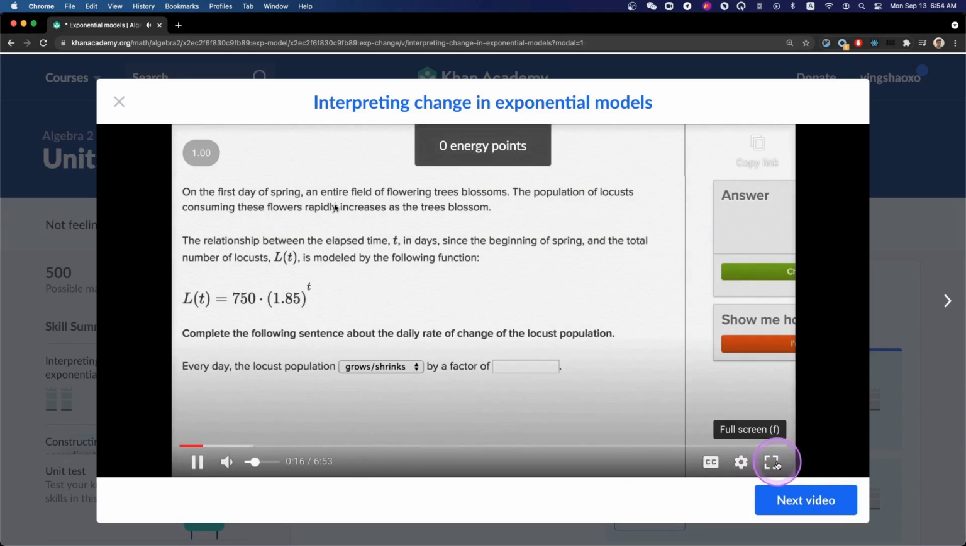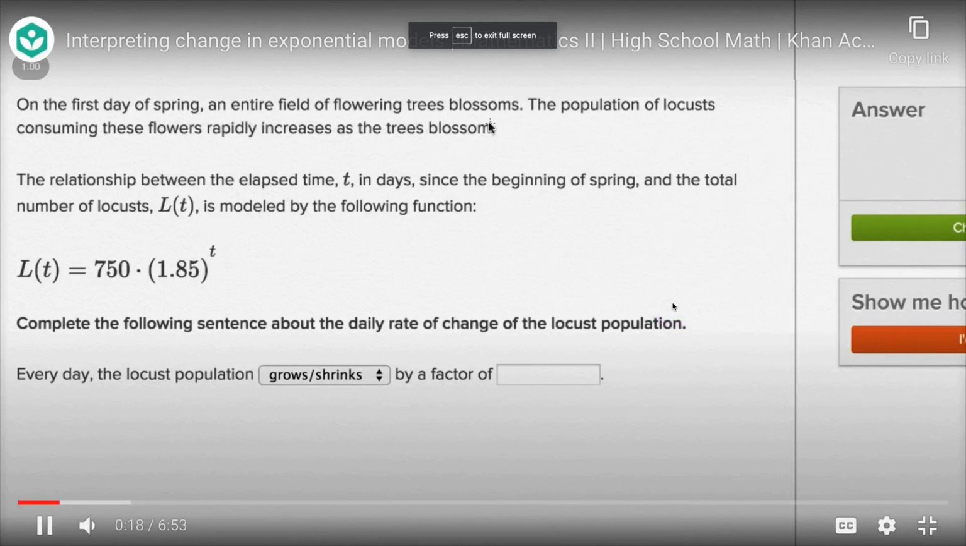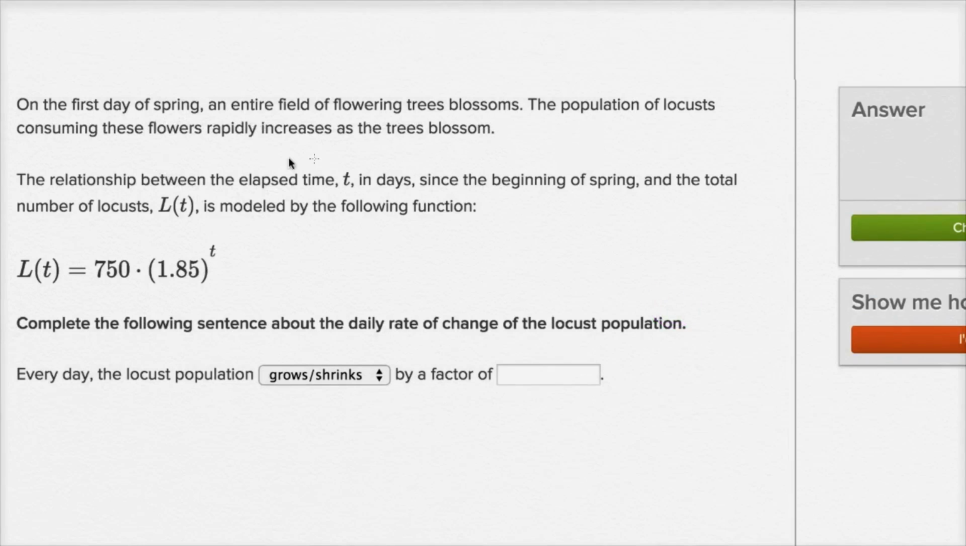So the first day of spring, an entire field of flowering trees blossoms. The population of locusts consuming these flowers rapidly increases as the trees blossom. The relationship between the elapsed time t in days since the beginning of spring and the total number of locusts, L of t, so the number of locusts is going to be a function of the number of days that have elapsed since the beginning of spring, is modeled by the following function. So locust as a function of time is going to be 750 times 1.85 to the tth power.